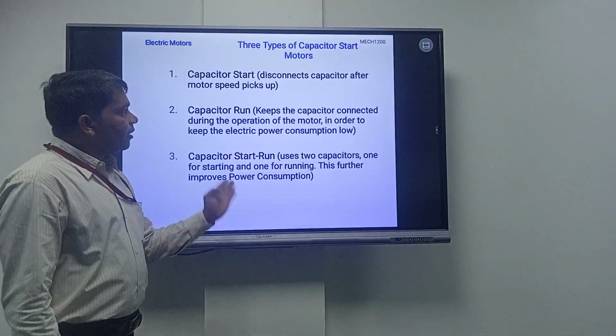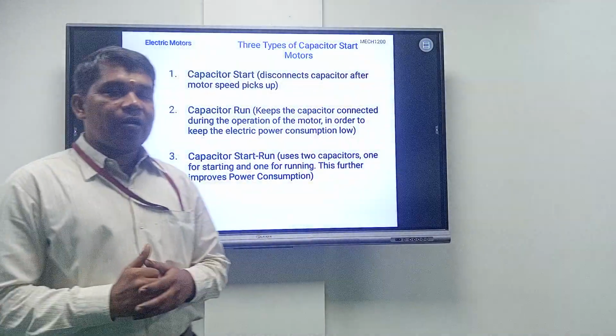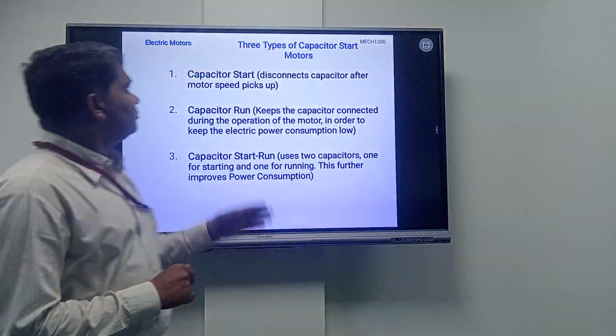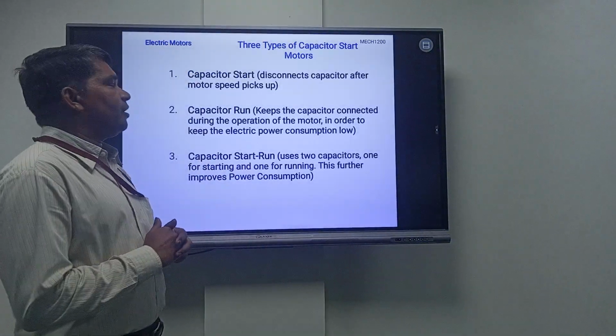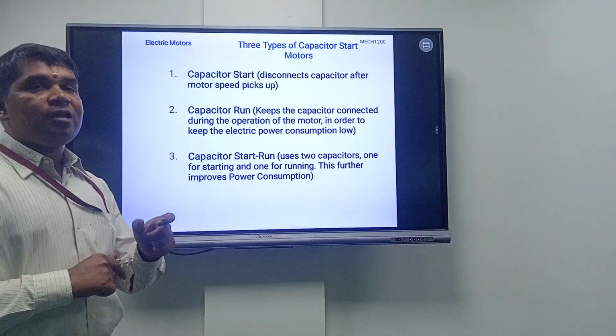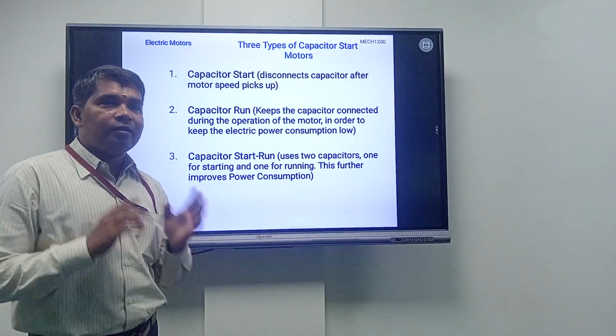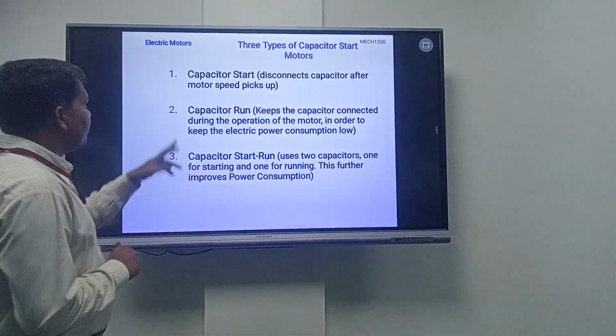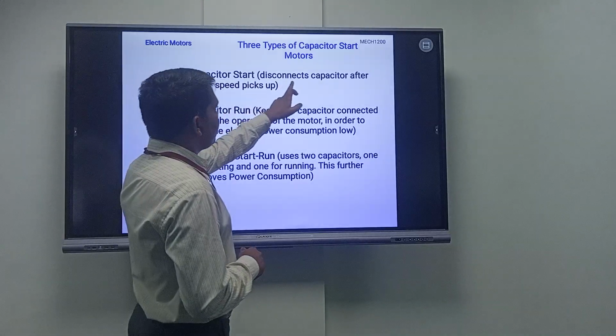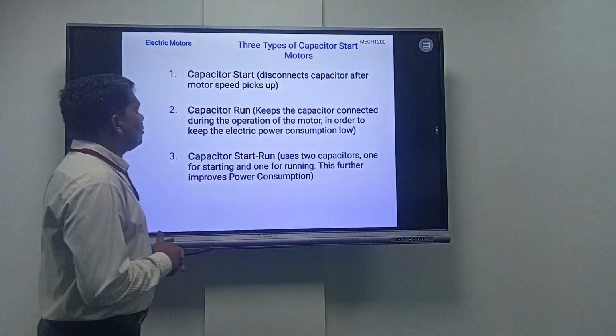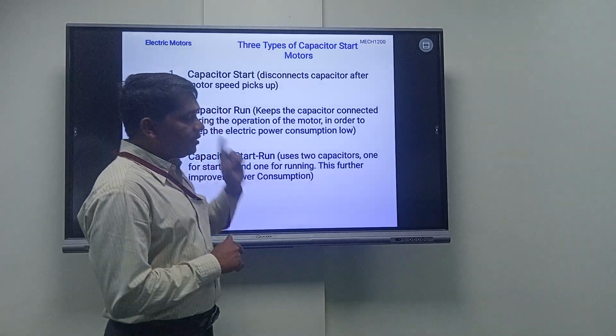And another type is the induction motor where we are using a capacitor. There are three types of capacitor induction motor. We are using capacitors to start the induction motor in different ways. In capacitor start, the capacitor is disconnected after the motor speed picks up. So that is one category.